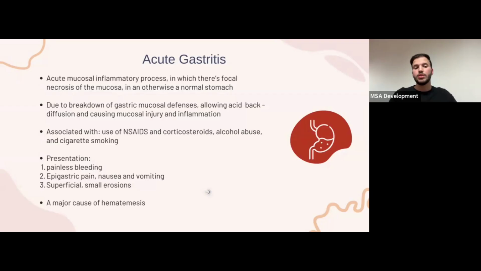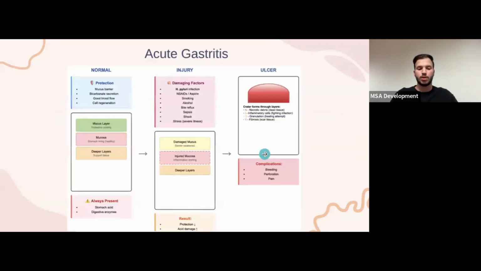How do patients present? They usually come with painless bleeding, epigastric pain, nausea, vomiting, and superficial small erosions. And also you need to know that acute gastritis is one of the major causes of hematemesis or vomiting blood.